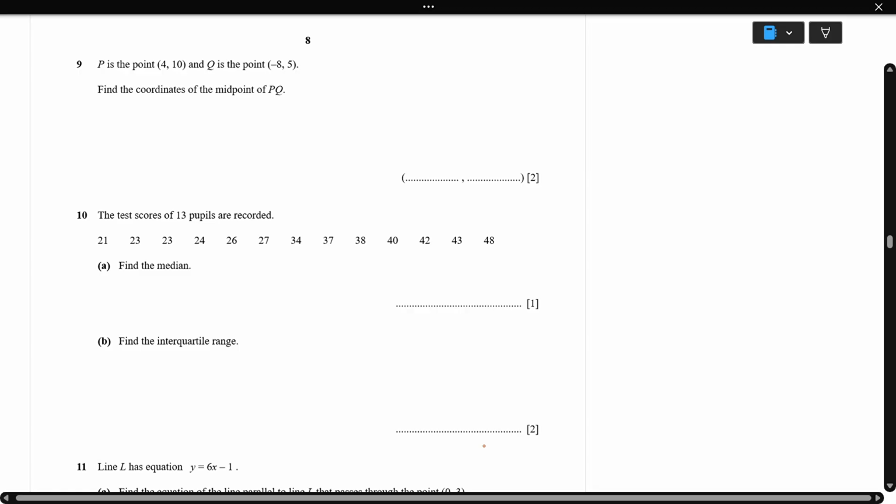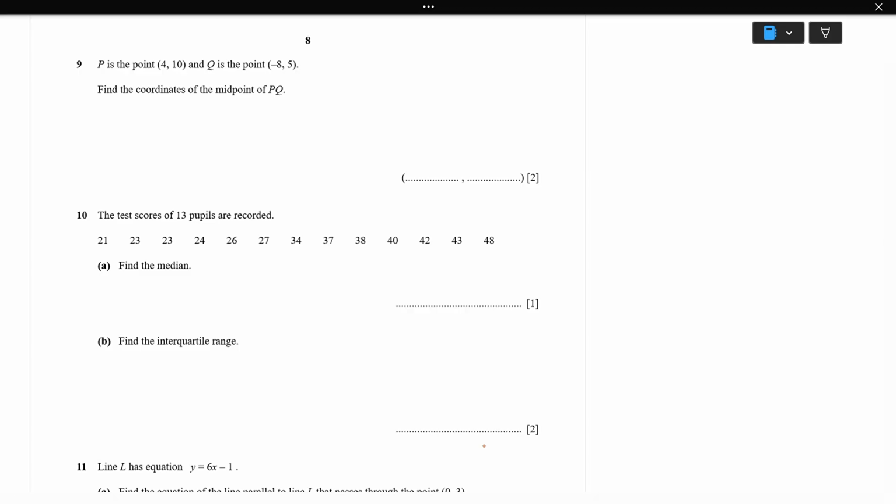Next, P is the point (4, 10) and Q is the point (-8, 5). Find the coordinates of the midpoint of PQ. The midpoint is easy. For the x-coordinate, 4 plus minus 8 over 2, and for y, 10 plus 5 over 2. So here minus 4 over 2 is minus 2, and 7.5.